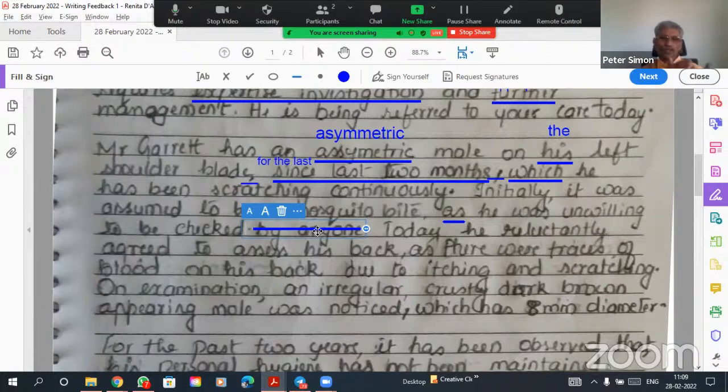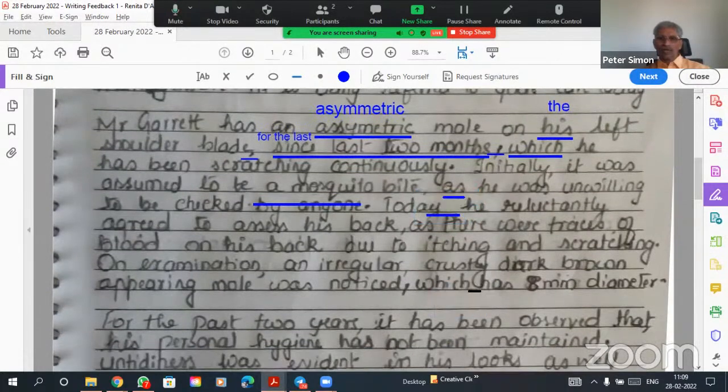Was reported or was mentioned or was noticed. Then today, so there is no comma here. Comma should be there: today, yesterday, last week, if you bring them before the subject.